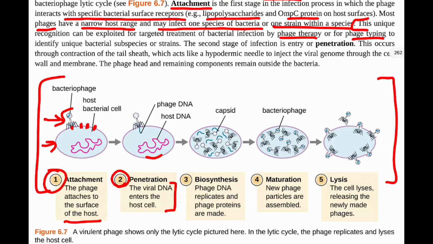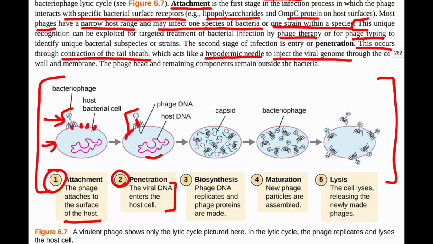You can see here, during this stage, we can look at the words up here. This occurs through contraction of the tail sheath. Remember that there is this sheath on here. It contracts, and then it acts like a hypodermic needle. So it sticks this middle part here, this helical piece of it, through the wall of the cell, through our outer membrane, and then it's going to inject that viral genome through the cell wall and the membrane and get it into the inside of the cell, into the cytoplasm.